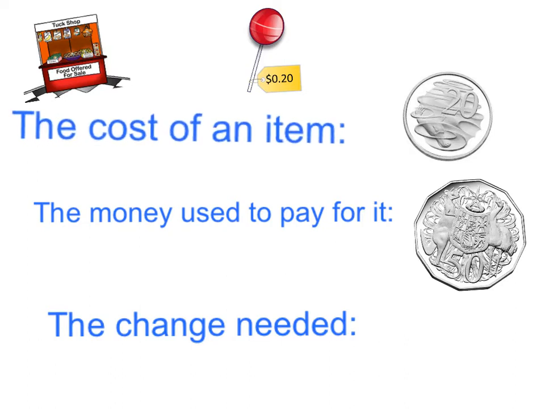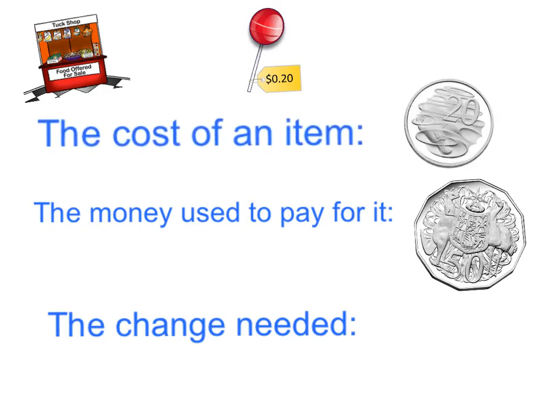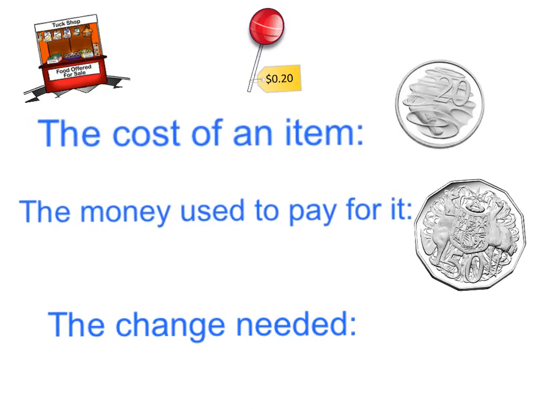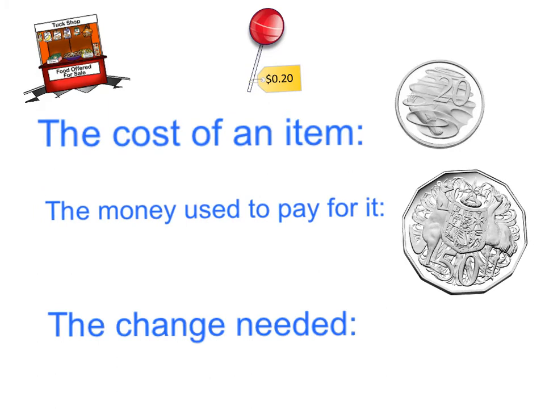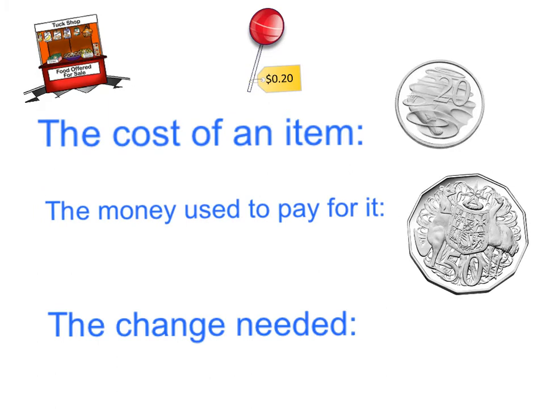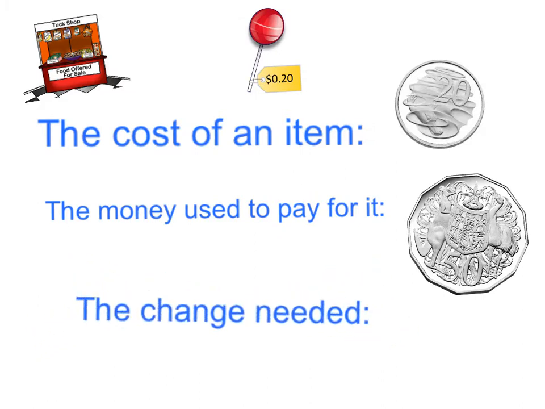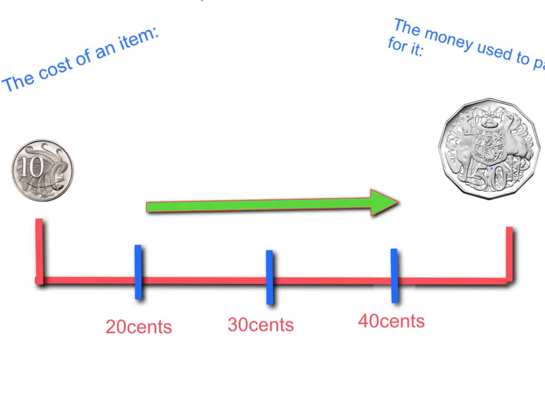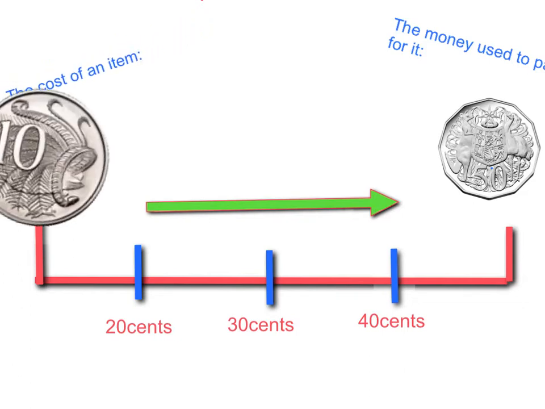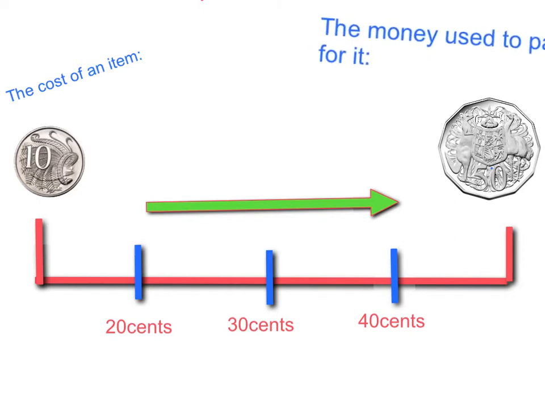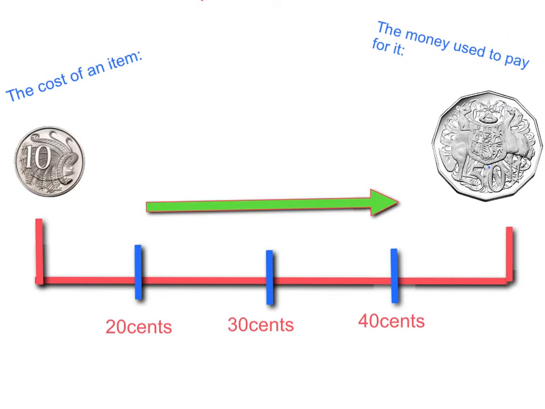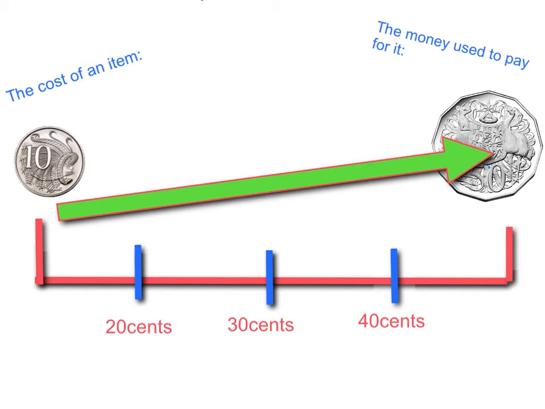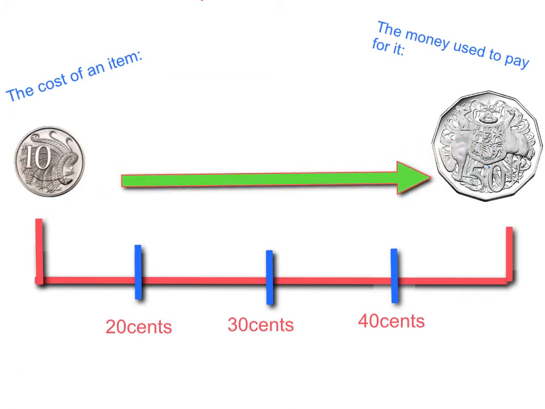So the cost of the lollipop, or the cost of the item, is 20 cents, and the money that we're going to use to pay for it is 50 cents. How do we figure out then the change needed, or the change that we should receive from the tuck shop? Well, remember, one way we can figure it out is by counting forwards. So the cost of the item was 10 cents and the money we've used to pay for it is 50 cents. We need to find the difference between these two amounts, and that will equal our change.